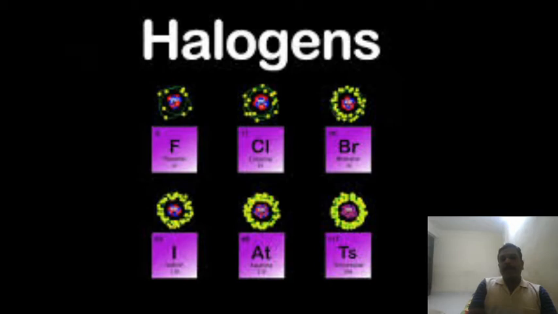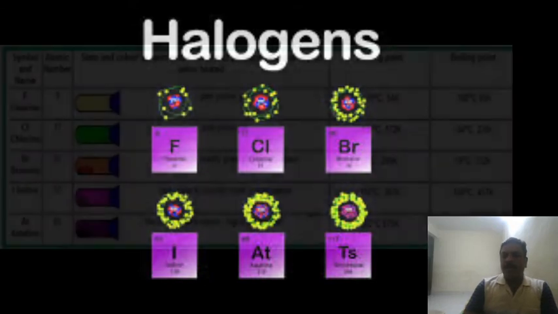Actually, 6 elements are there, but astatine and TS are called radioactive elements because the elements having an atomic number greater than 82 are emitting energies in the form of alpha, beta, and gamma rays. So they are called radioactive elements, and hence they are not actually the halogens. So the remaining four, fluorine, chlorine, bromine, and iodine, are called the halogens.